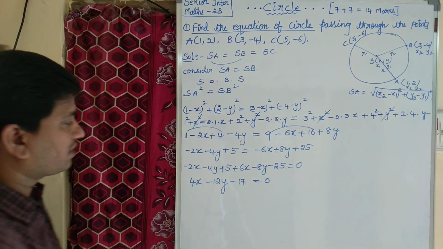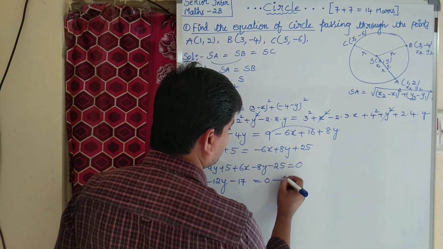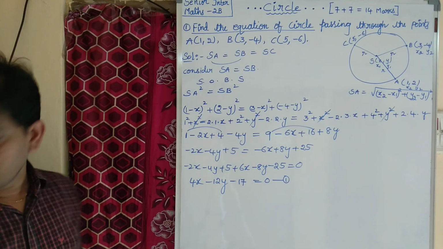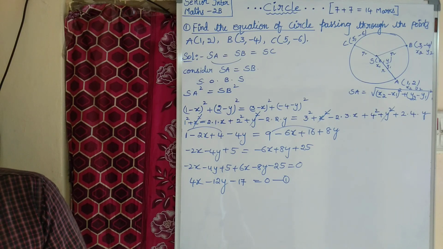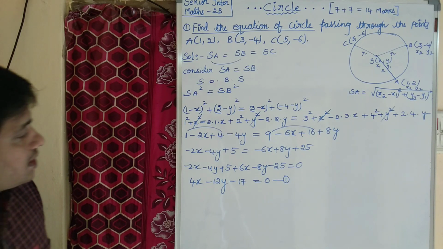Right? So what is equation number 1, children? Equation number 1 is 4x minus 12y, and so on, from SA equal to SB.